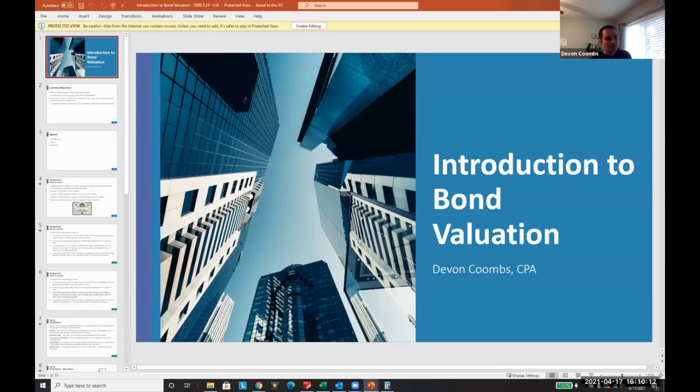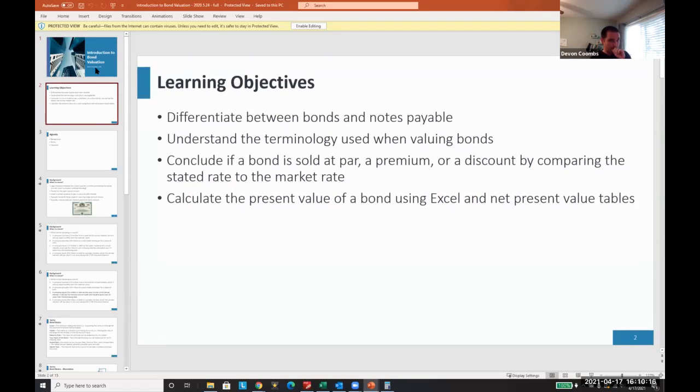We're talking about bond valuation today and just the basics. And so I want us to be able to differentiate. We've talked about notes payable. We haven't talked about bonds yet. So the goal of this is really to know what the difference between those are and other long-term liabilities like leases.